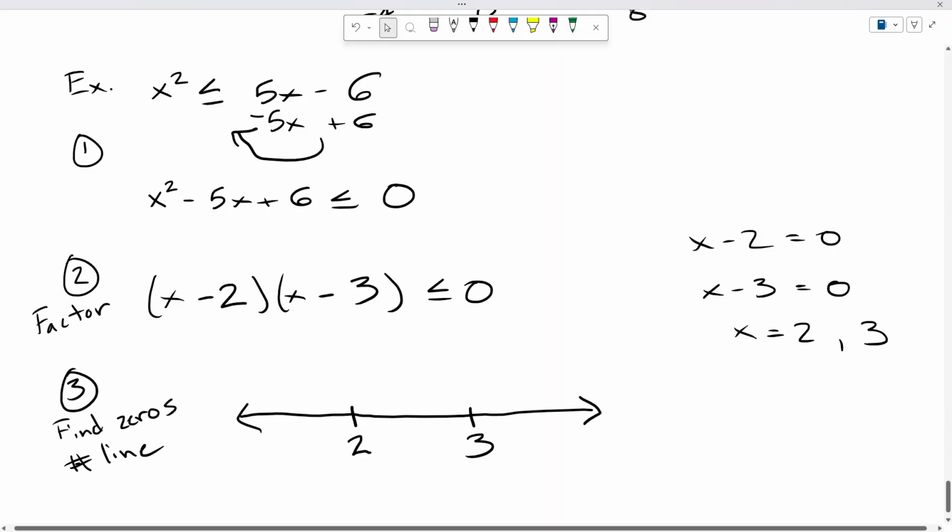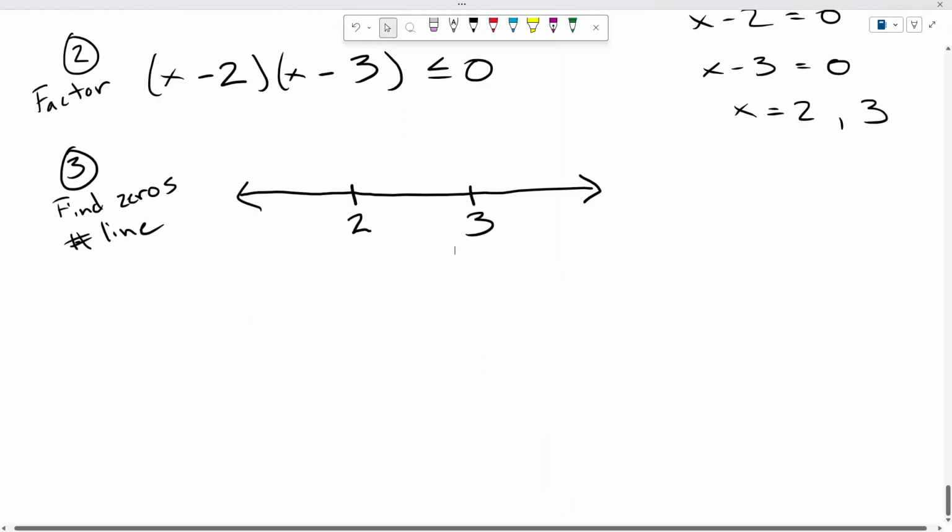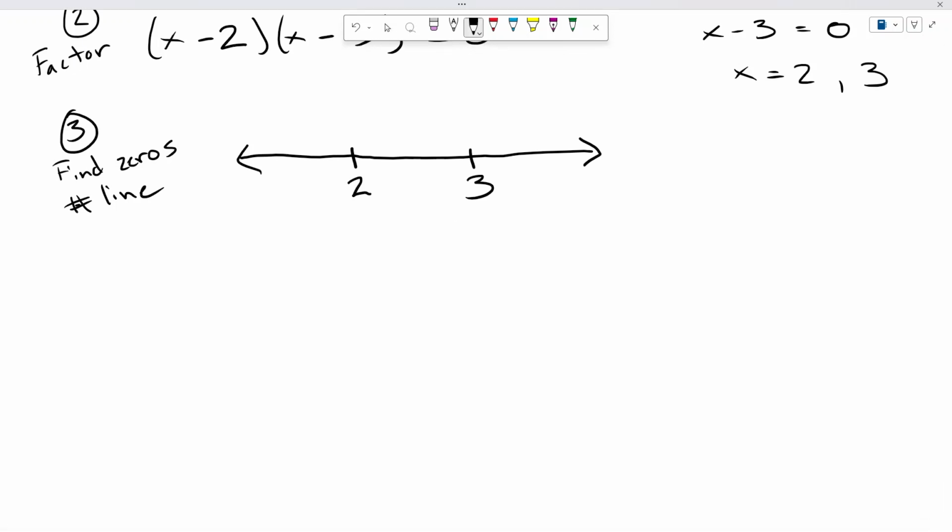So now our next step is we need to choose test values. If you look here on our number line, we have 3 intervals. We have 2 off to negative infinity. We have an interval from 2 to 3. And then from 3 to infinity, we have another interval. So we have 3 separate intervals that we're looking at here. So for test value, what I mean is we need a value in each interval.